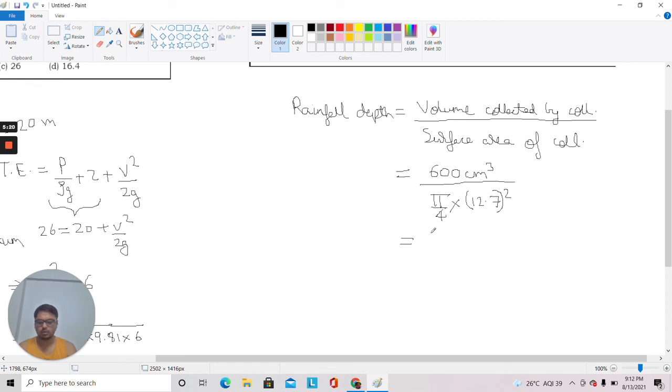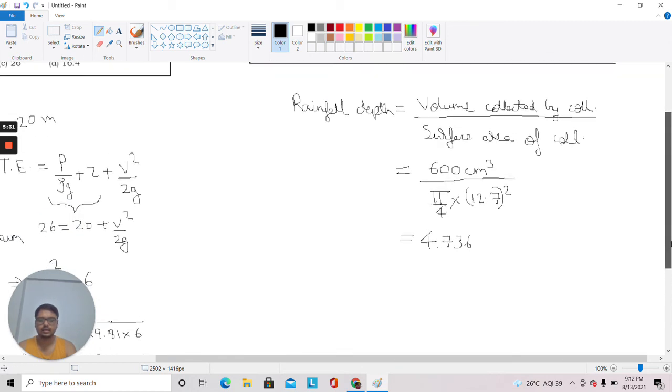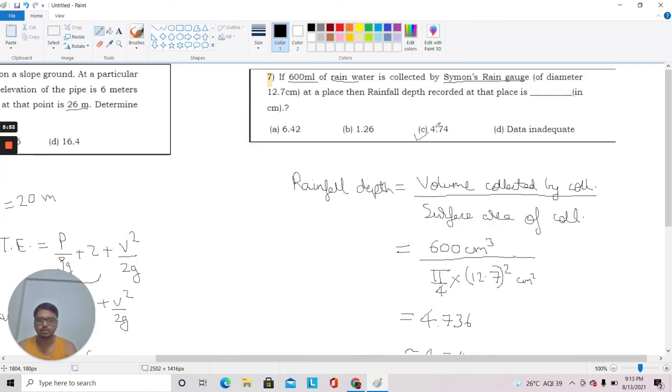So that comes out to be 4.736. So over here we approximately say that it is 4.74 centimeters, because the area unit is centimeter square and the volume is centimeter cube, so the answer comes out in centimeter. Okay, so we mark here the option C.